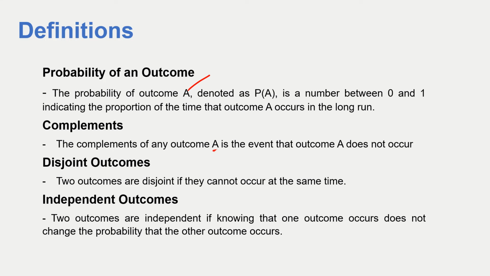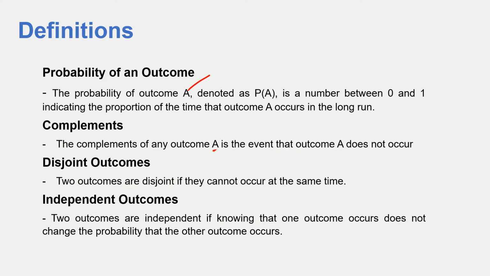And independent outcomes. Two outcomes are independent if knowing that one outcome occurs does not change the probability that the other outcome will occur. So balikan natin yung true or false. For example, we have 2 items. Kapag true yung item number 1, hindi ibig sabihin na false na agad yung item number 2. Or hindi ibig sabihin na true din yung item number 2.